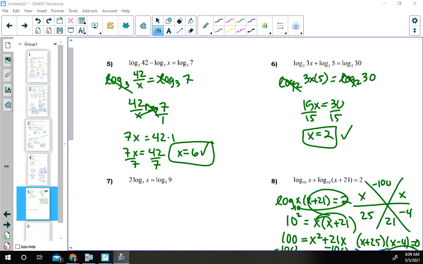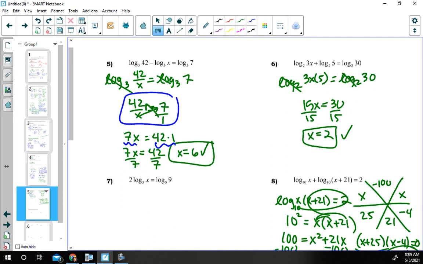All right, so the first one I put 42 over x. All right, I set this up to cross multiply right here. So I just put 7 over 1 so that I can cross. So 42 times 1 on this side. I got my equal sign to 7 times x on the other side. So then I can just divide by 7 and get 6. If I plug 6 back in, it should work.